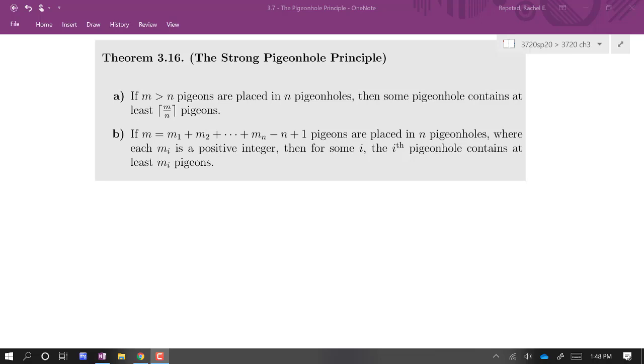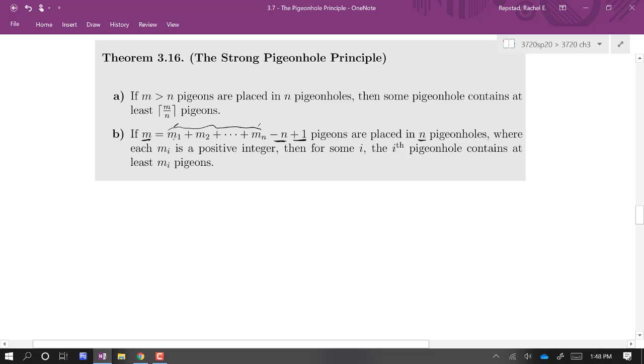Part B says a similar thing. Suppose we have n pigeonholes again, and we have m pigeons, so always m pigeons and n pigeonholes. If I divide this up into m1, m2, and so on, for the n pigeonholes we're accounting for, minus n plus 1, this tells us that for some I, the ith pigeonhole contains at least m sub I pigeons. This is a confusing way to say that it's how we can construct a worst case scenario to help us solve certain problems.